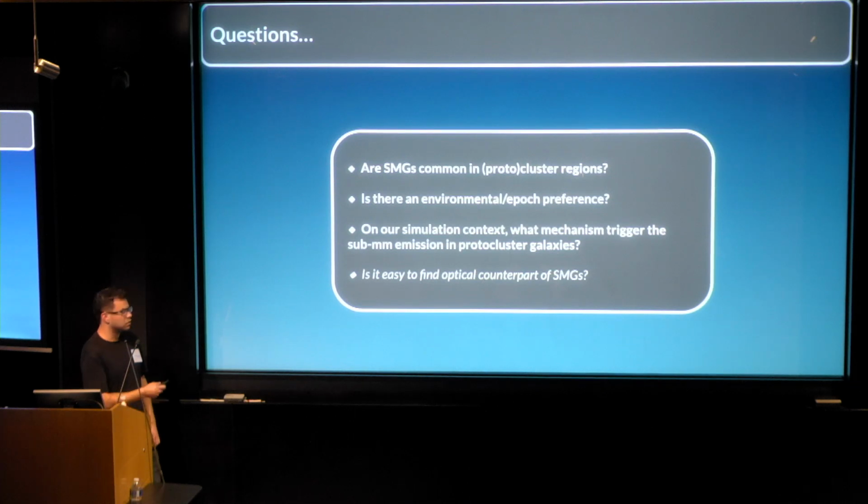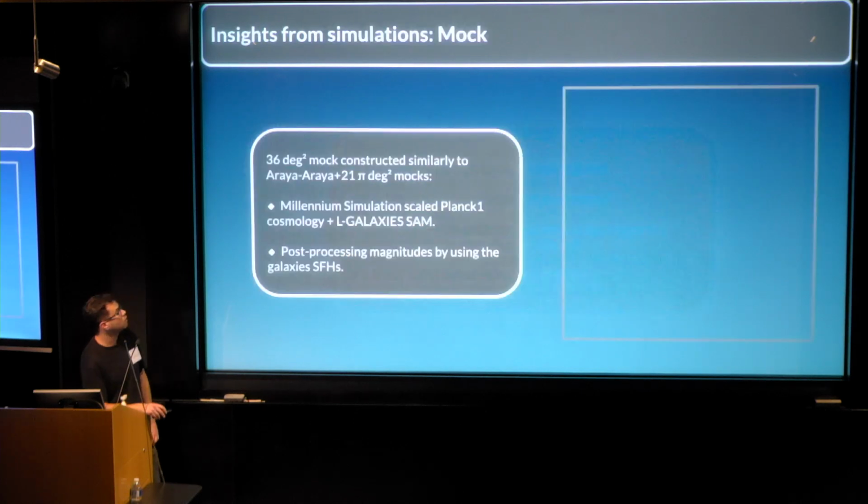And so another question that we answer in the work is: is it easy to find an optical counterpart of SMGs? But given the time that I have, I won't talk about this in this presentation, but you can ask me later if you are interested.